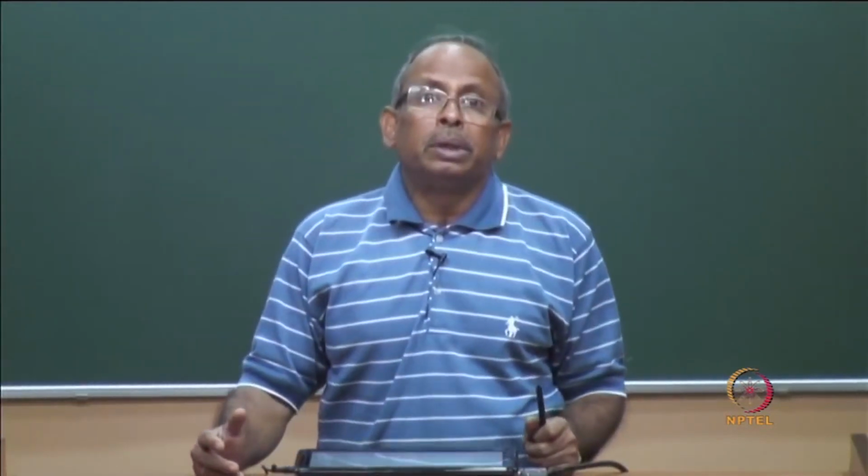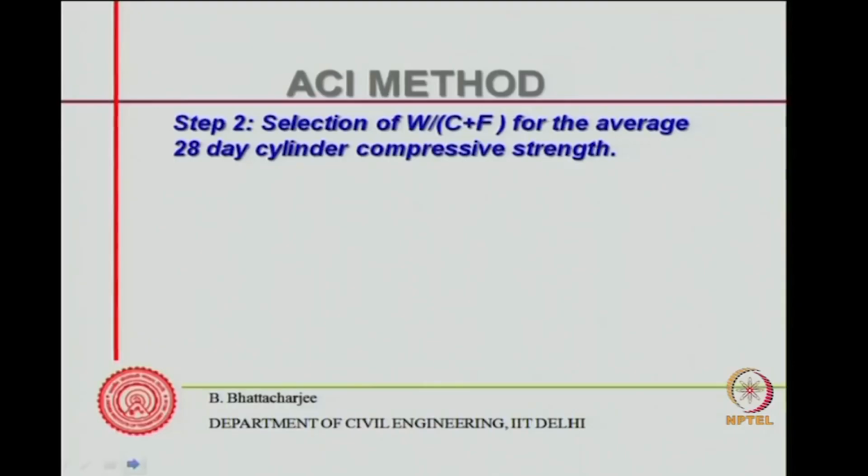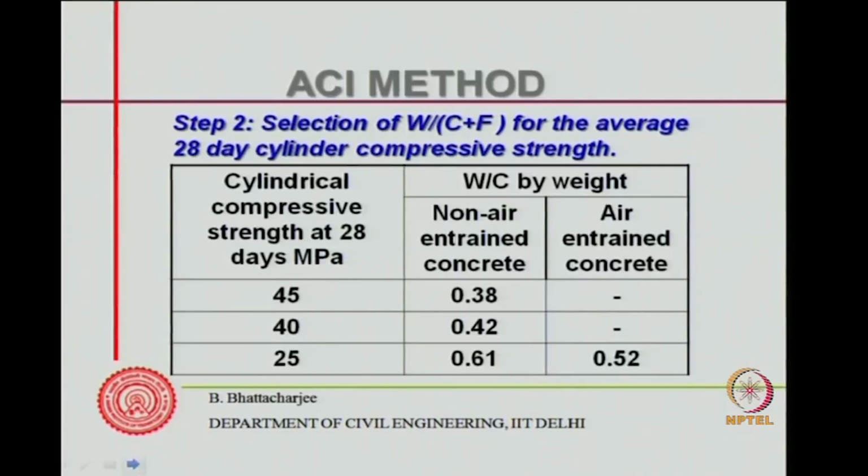Now, American method of course uses 28-day cylinder compressive strength rather than the cube strength. It uses 28-day cylinder compressive strength, and therefore, the recommended water is given for average cylindrical compressive strength at 28 days in terms of MPa, corresponding water to cement ratio by mass is given for non-air entrained concrete. So, this is given in a table. So, you can distinguish actually from the other two methods.